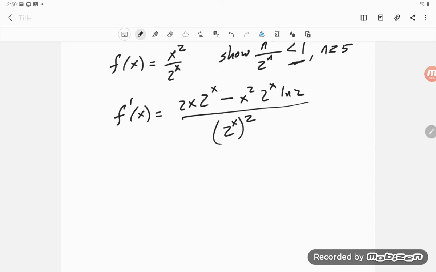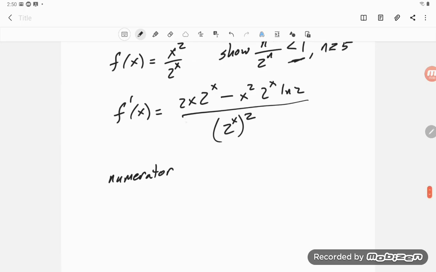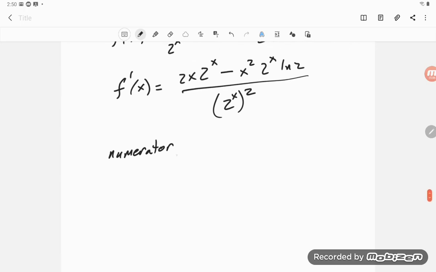And so that's what I want to do, show that this is negative. Well, the bottom is definitely not negative, it's squared. And so I just need to work with the numerator. I have a 2 to the x in both parts, so I'll pull that out. And actually, I have an x in both parts, so I'll write x times 2 to the x. And then what I have left is 2 minus x times log 2.